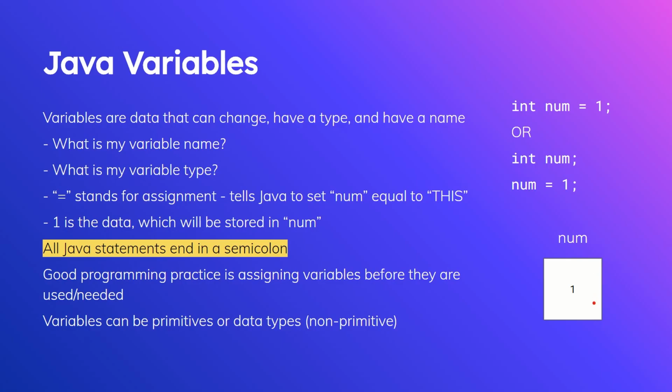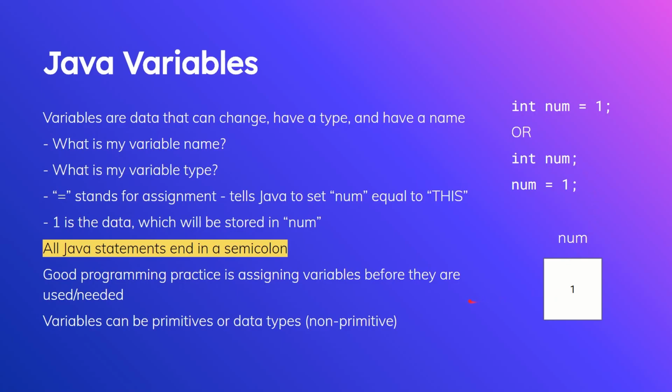And all Java statements end in a semicolon. Remember the analogy that we made earlier about how writing programming statements is the same vein as writing a sentence in English. And you know how you end every sentence with a period. In programming, at least in Java, you end your statements with a semicolon. It's just like your period.